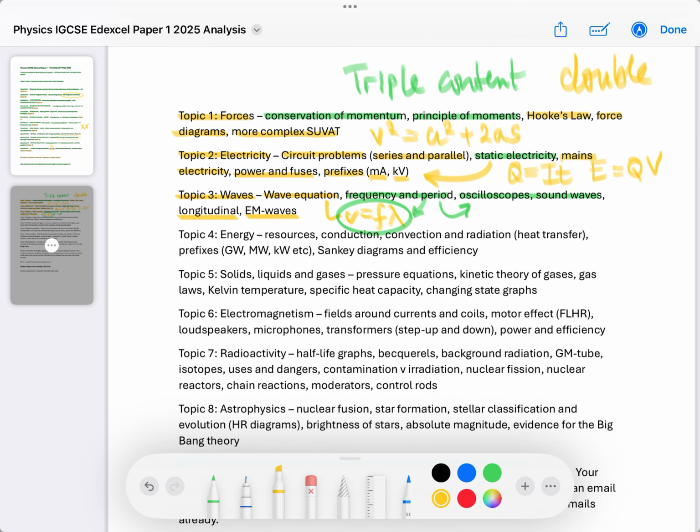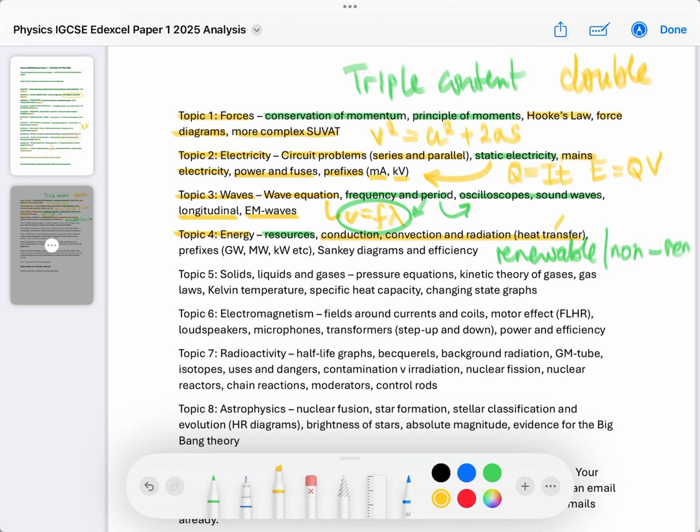Topic 4, energy. Obviously the triple content is to do with energy resources, renewable and non-renewable. I'll just put non-ren. So this is likely to come up because usually there is a question. It may not be very long. They gave you conduction, but they haven't really given you an energy transfer which involves conduction, convection, and radiation. And that would often be a 6 marker in paper 1.